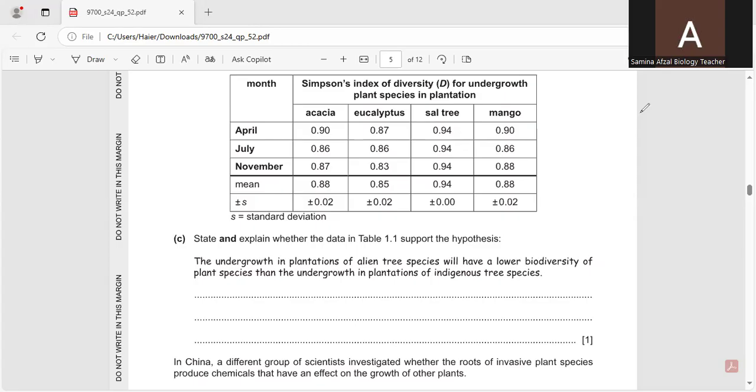Why? Because you can see the acacia and the alien species mango, they all have the same results. They have the same standard deviation. They have the same means. So it means the result does not support this hypothesis. So we will write this.